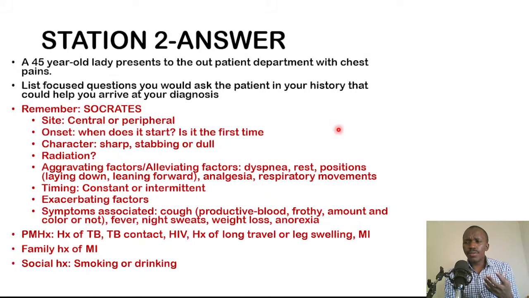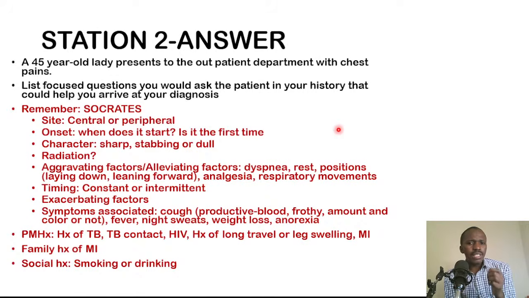And the nature, of course, is also going to be pointing us towards the character, pointing us towards the cause. Is it sharp? Is it stabbing? Is it dull? Does it radiate to any place? Sometimes it can be just in the epigastrium. Sometimes it may radiate to the back. Sometimes it may not radiate at all. Then what are some of the aggravating and alleviating factors that this person is going to have? So, for example, if they have dyspnea, if the pain is worse, is relieved by rest, then you could be thinking that this is a cardiovascular in origin pain.